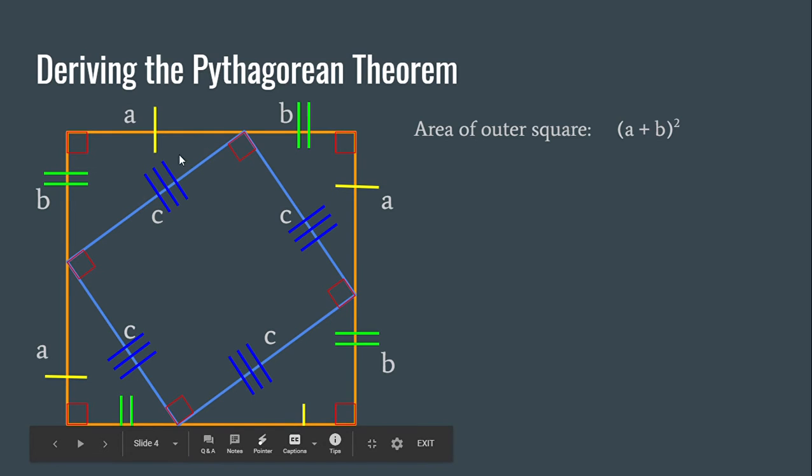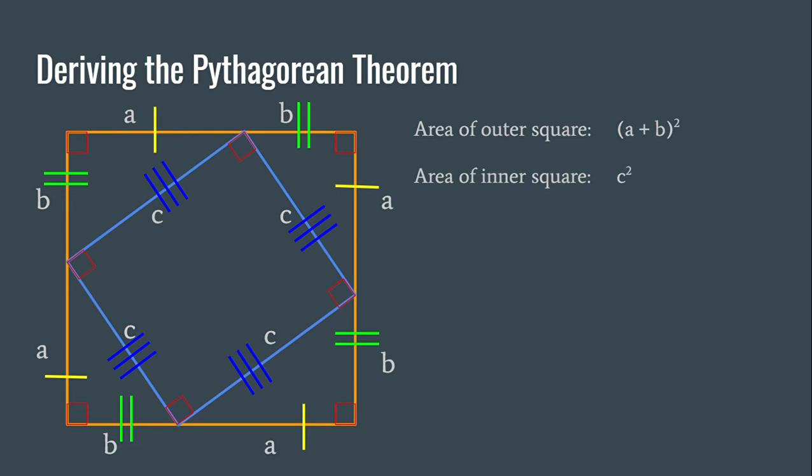Okay, now we look at the inside, we look at this square right here. So one side of the square is simply C. That's going to be simpler. So the area of the inner square is going to be C squared, or C to the second power. Okay. Now there's one more shape that's in here, and that's a triangle.